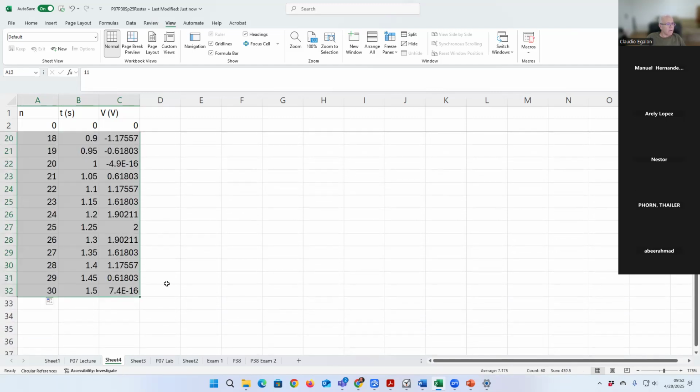At least a full cycle we want. Okay, so we have a full cycle here. After 20 data points, we have a full cycle. This number is 0, basically. 10 to the minus 16 is, for all practical purposes, 0.